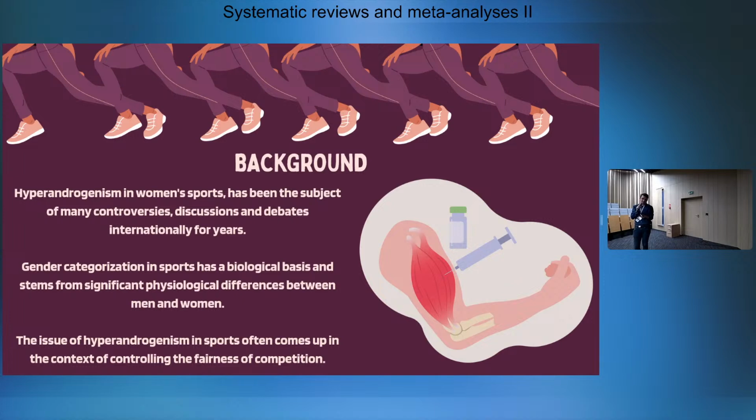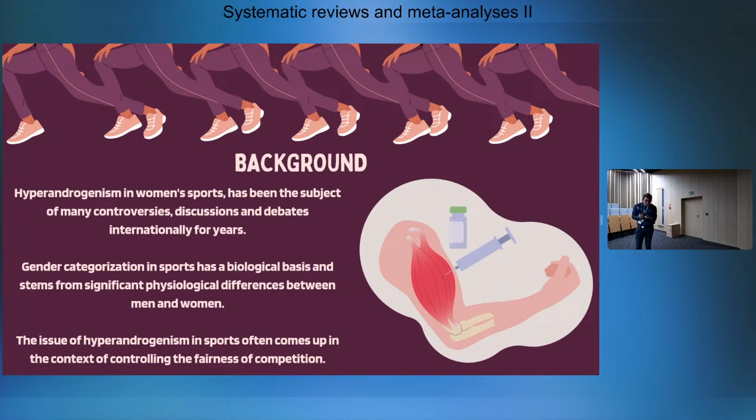Gender categorization in sports has a biological basis and stems from significant physiological differences between men and women. Its purpose is to ensure fair competition and equal opportunities for all participants. The issue of hyperandrogenism in sports often arises in the context of controlling the fairness of competition, and many researchers and sport activists argue that high levels of testosterone can give an unfair advantage. It's worth mentioning that hyperandrogenism is not always due to doping or unfair practices. Often it's a physiological condition that can result from individual genetic characteristics.